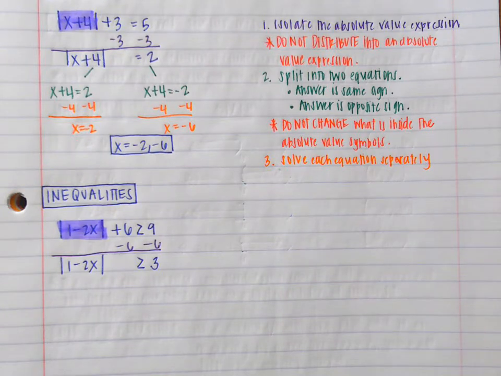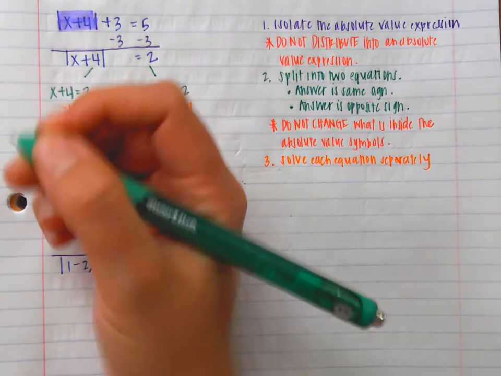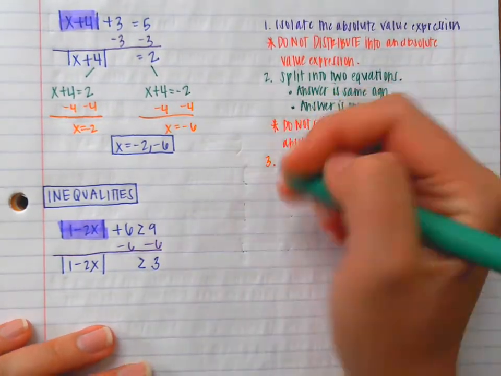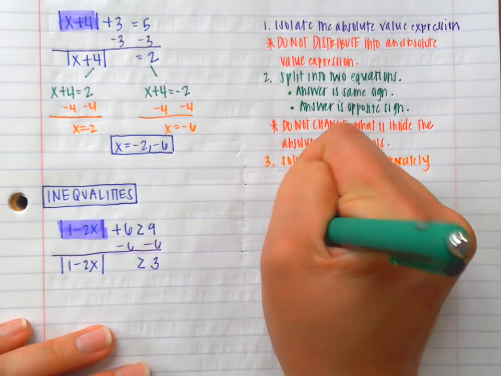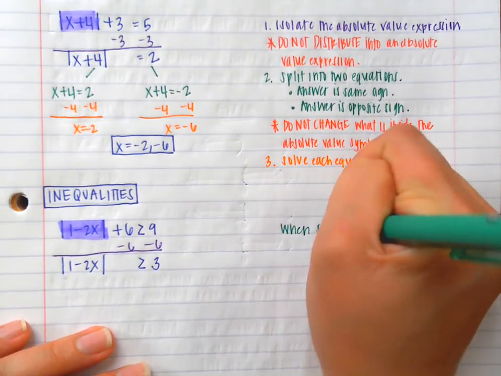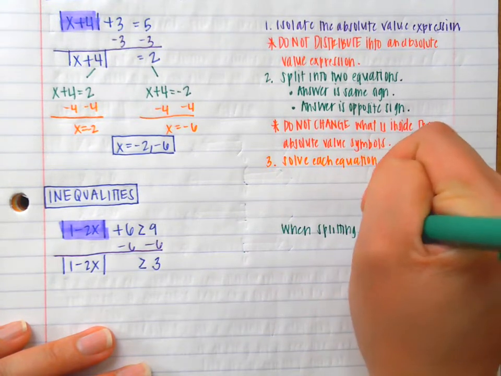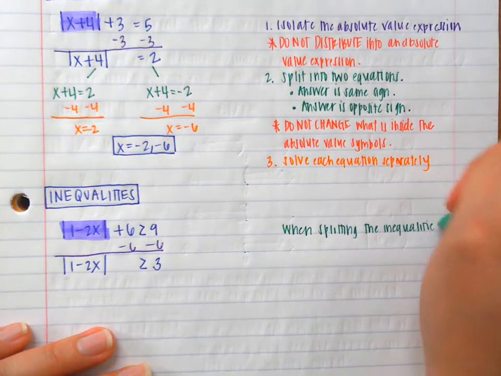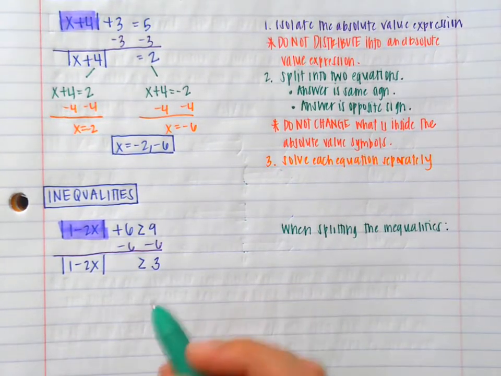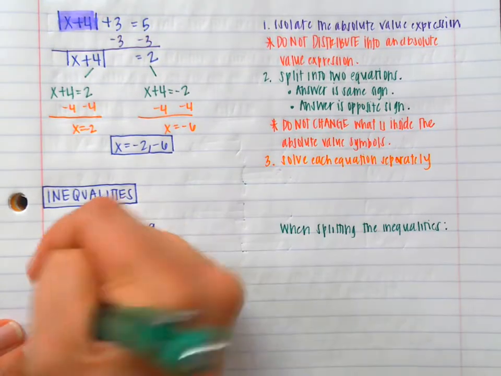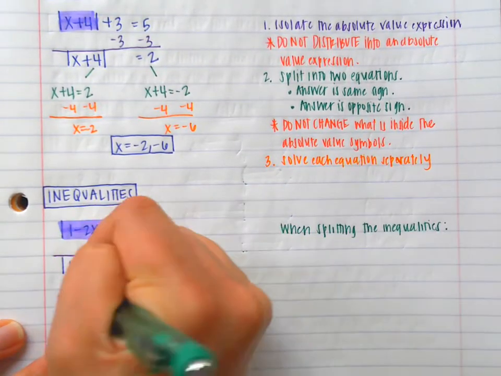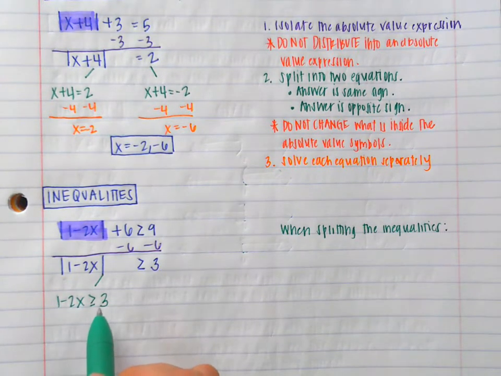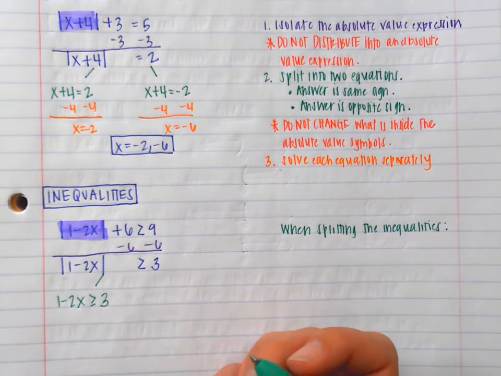So when splitting the inequalities, one of my inequalities is going to be 1 minus 2x is greater than or equal to 3, where it's the same symbol, same sign. So same inequality symbol, same sign.